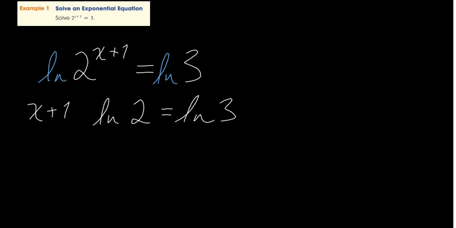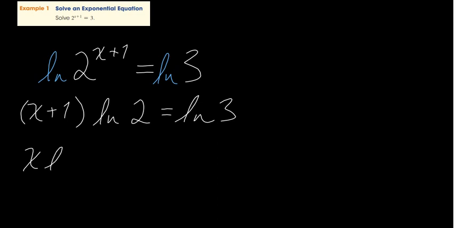X plus 1 natural log of 2. Well, x plus 1 natural log of 2 is not the same thing as x plus 1 times the natural log of 2. Okay, so what we're going to do is get rid of these parentheses. So we're going to distribute this natural log of 2 through both of those terms.